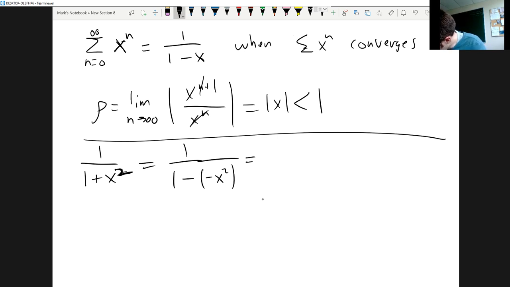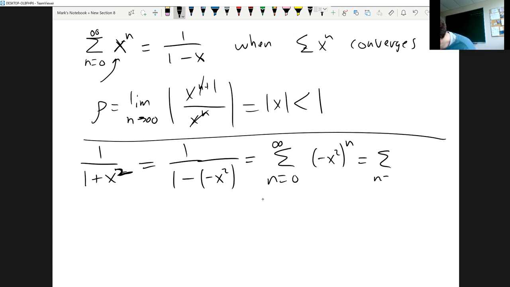So this should be equal to the sum from n equals 0 to infinity of minus x squared to the n. So all I'm doing is just plugging right in there and replacing x with negative x squared on both the left and the right hand side. And we could simplify that, we could write that as negative 1 raised to the n times x to the 2n. And there we go, we've got a power series for 1 over 1 plus x squared.